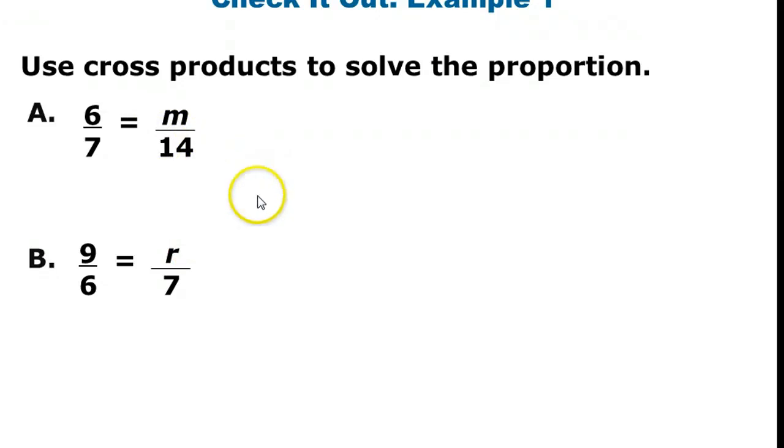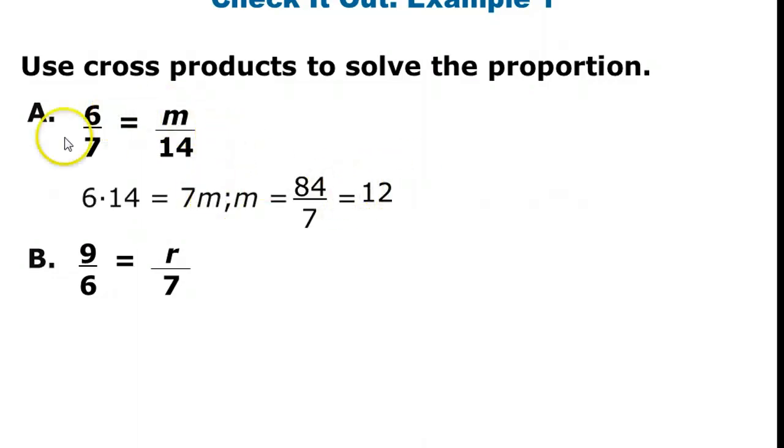Okay, welcome back. I hope you guys actually paused and tried them. So let's find the missing value here. Looking at this, 7 times 2 will give me 14. So if I do 6 times 2, I should get 12 as well. Or if I do 6 times 14, I'll get 84, and then divide 84 by 7, that will give me 12 as well.